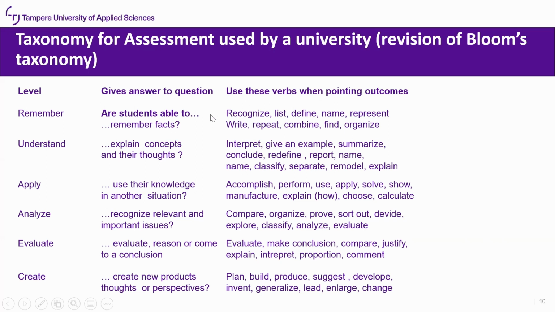And typically when the learning objectives of a course have been designed, these verbs are used for the lowest level of competence. Are students able to recognize something concerning the contents of the course? List, define, name, represent, write, repeat, combine, find, organize. The next level, understand, has the question: are students able to explain concepts and their thoughts? And typical verbs to be used when creating learning objectives describing this level are interpret, give an example, summarize, conclude, redefine, report, name, classify, separate, remodel, explain.